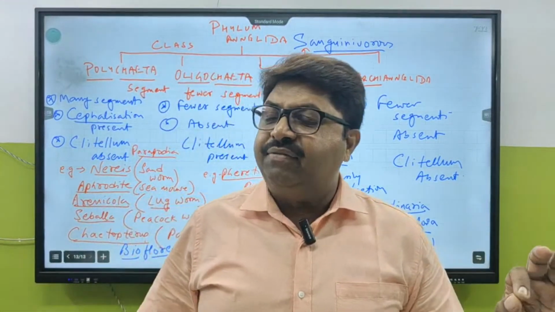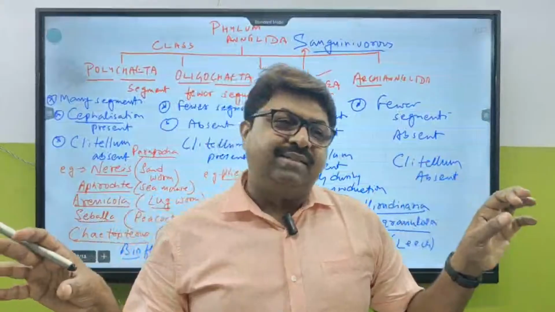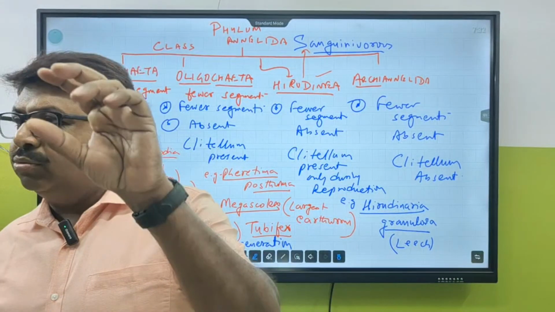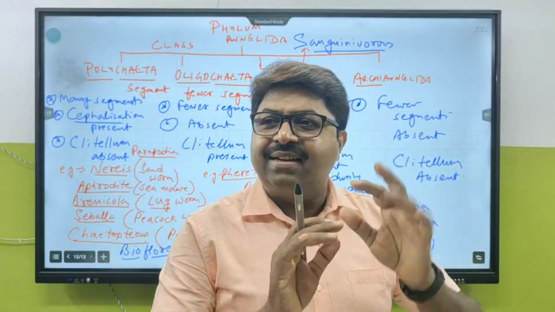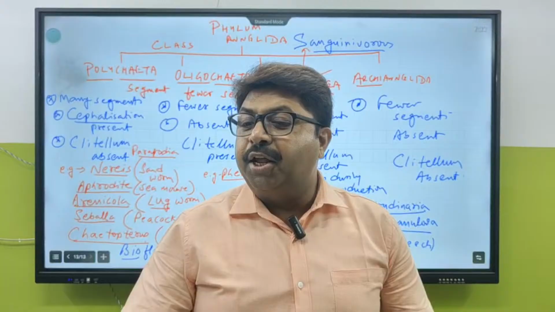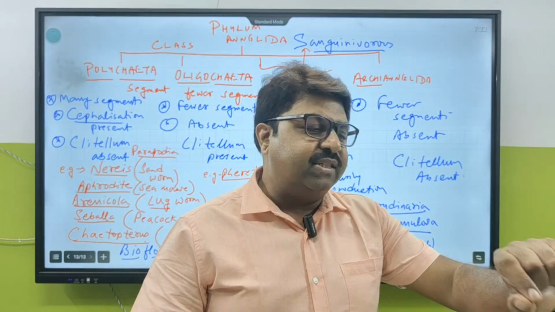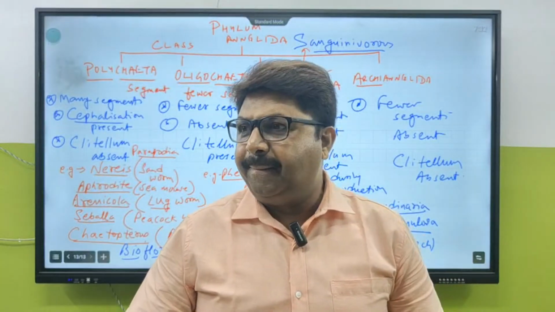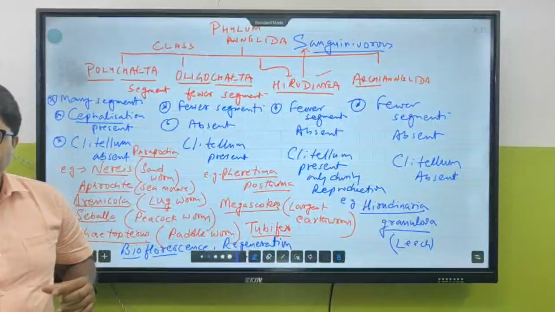Have you seen it? Leeches have suckers at both the ends. The moment they bite you, they inject hirudin. Hirudin is an anticoagulant. It is never going to allow the blood to clot. Fine? And the blood is going to start getting inside their body.